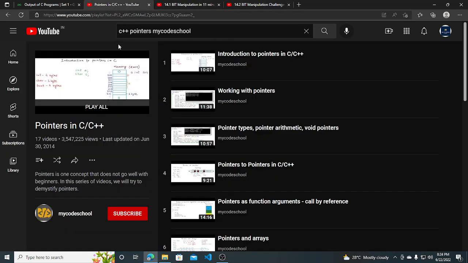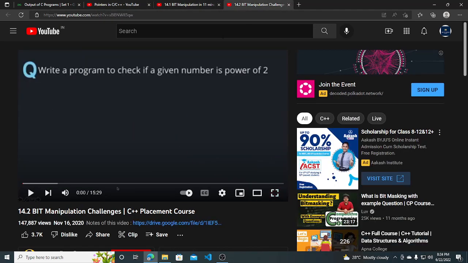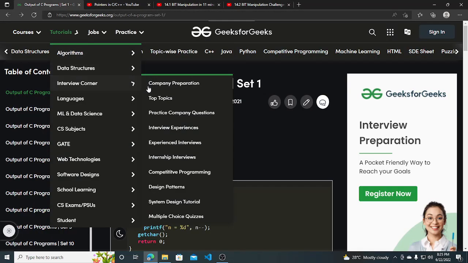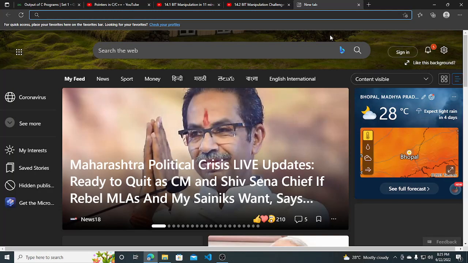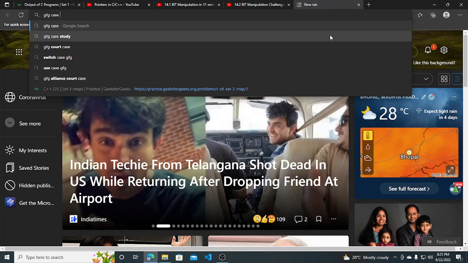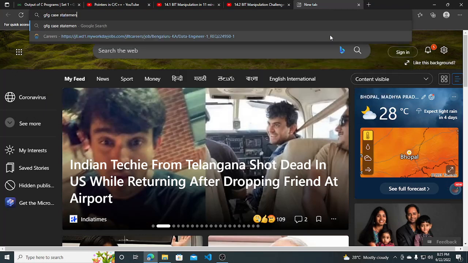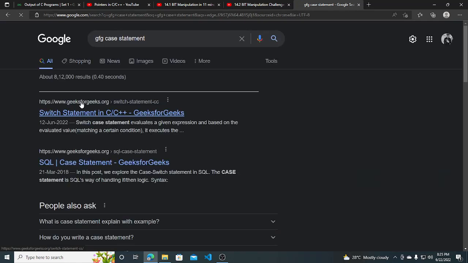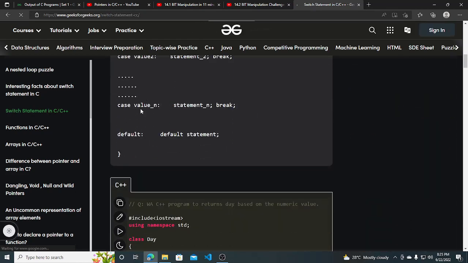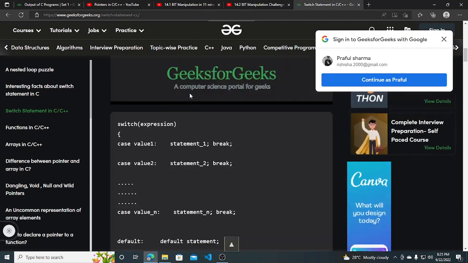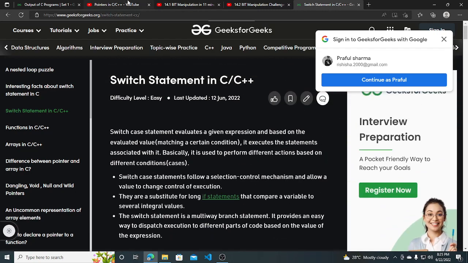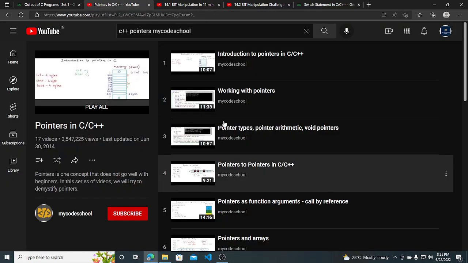So the first major topic is pointer. The second major topic is bit manipulation. The third one is case statement. Okay, so what you have to do, if you don't know about case statement, just go to GFG. You can type case statement, okay, and just go through the article once. The case statement thing is very easy, and you can go through the switch statement. Okay, so you can see how the case statement actually works, because they usually ask one or two questions from this also.